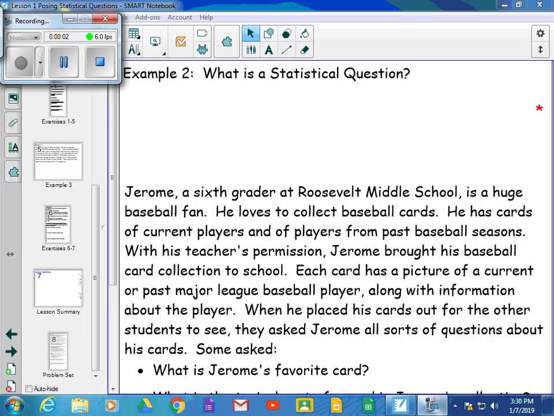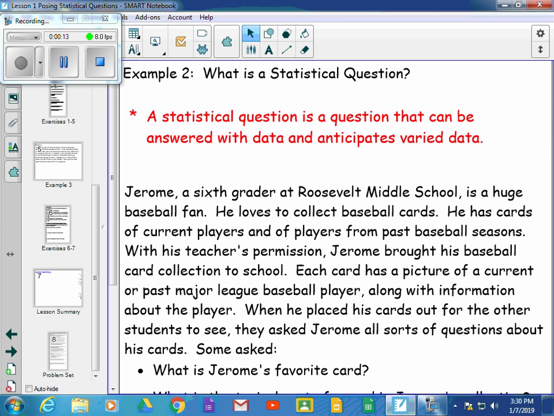The first step when working with data is to pose a question that can be answered by data. That means we have to create a statistical question. A statistical question is a question that can be answered with data and anticipates varied data. And what that means, varied data, is we expect lots of different types of answers to our question. A statistical question is a question that we would expect a lot of different answers to.